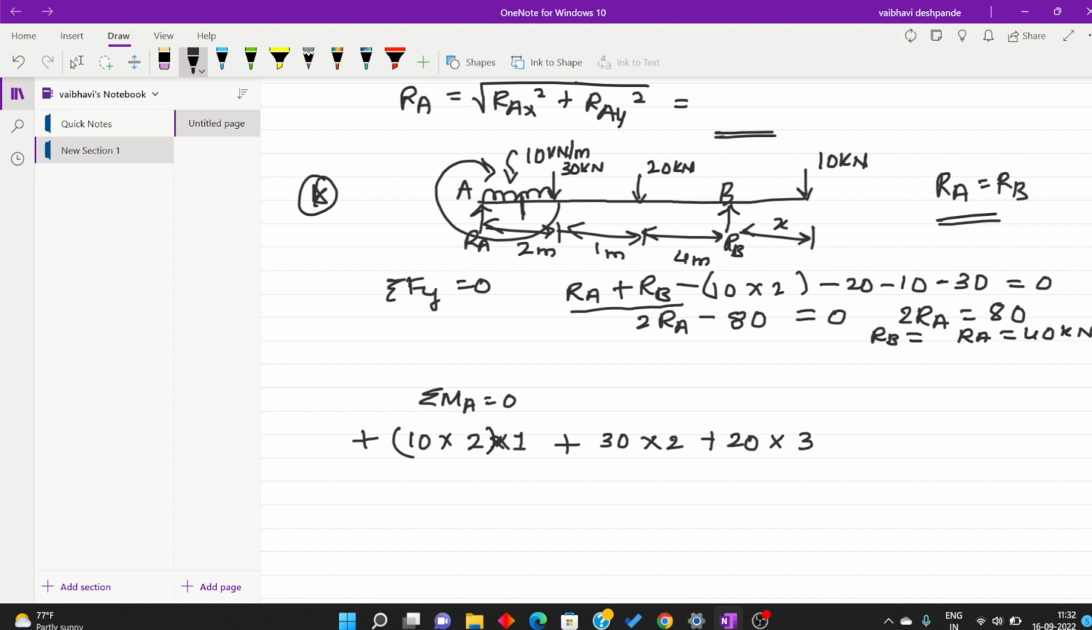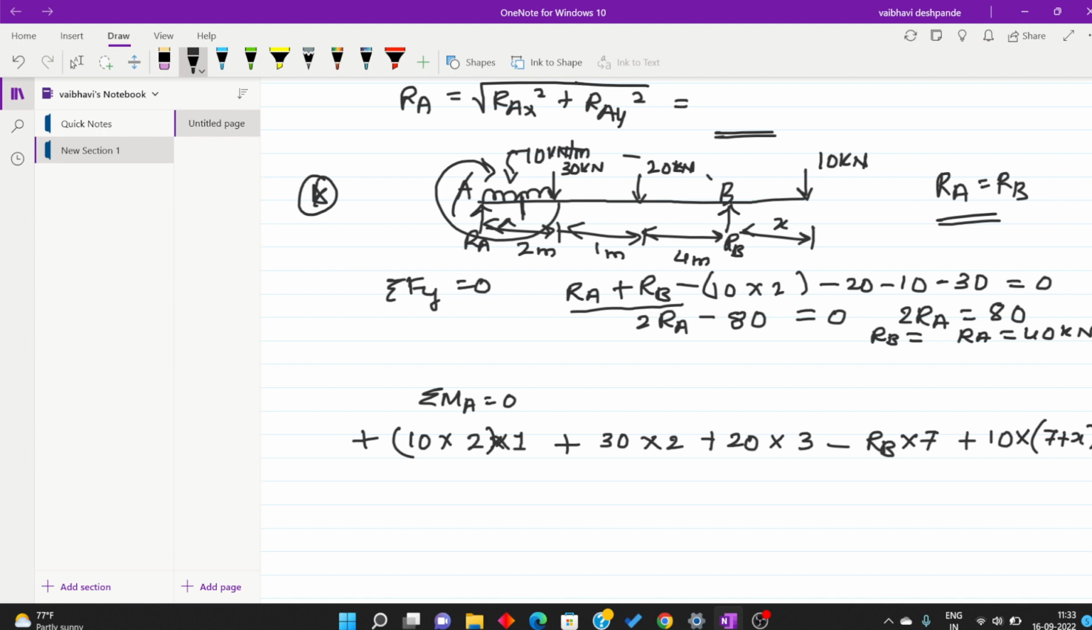Then this reaction at B is causing an anti-clockwise moment, so minus RB into, it is at a distance of 7 meters. Then this 10 kilonewton will cause a clockwise moment, so 10 into, it is at a distance of 2 plus 1, 3, 3 plus 4, 7 plus x, because 4, 5, 6, 7 plus this distance x. So 7 plus x. So we have taken moment of all the terms.